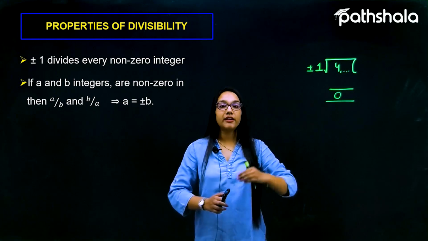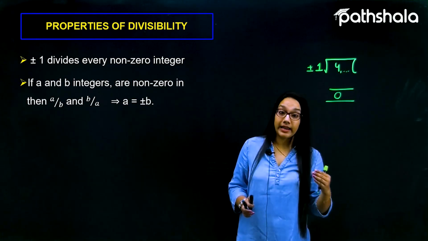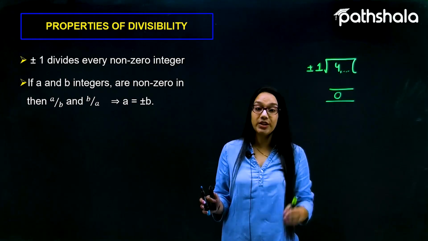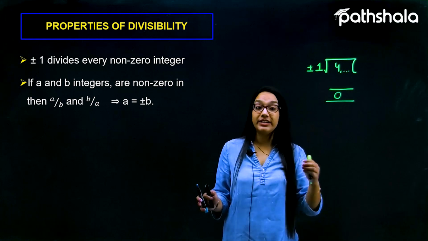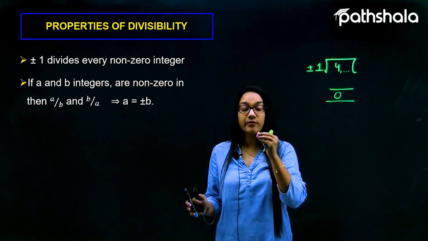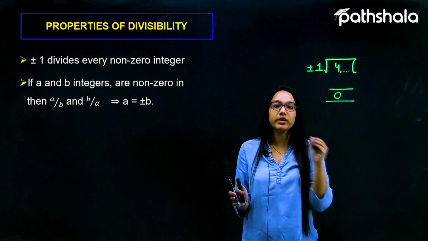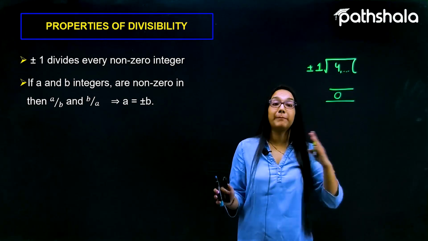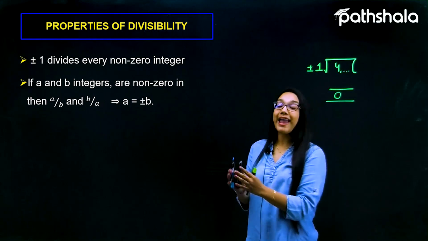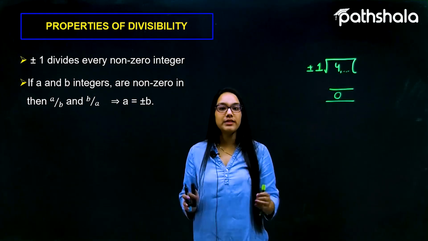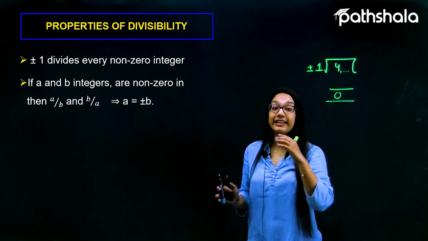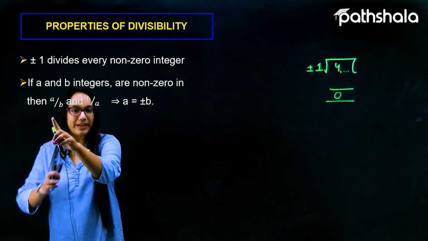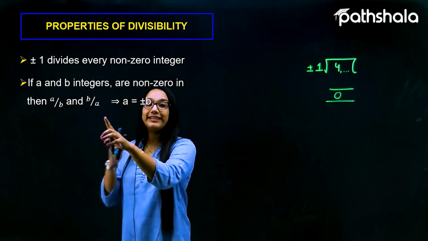It says that if A and B are any integers and they are non-zero integers. This is a very important point in which we are taking the numbers to be non-zero, which means that a number A cannot be equal to 0, and a number B cannot be equal to 0. So if A and B are non-zero integers and A divides B, this representation says A divides B. This representation says B divides A.